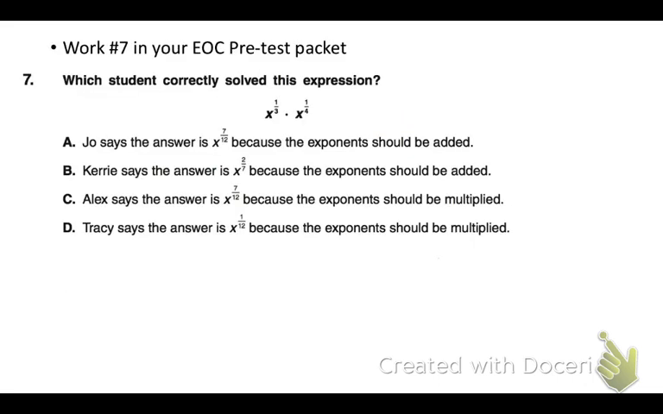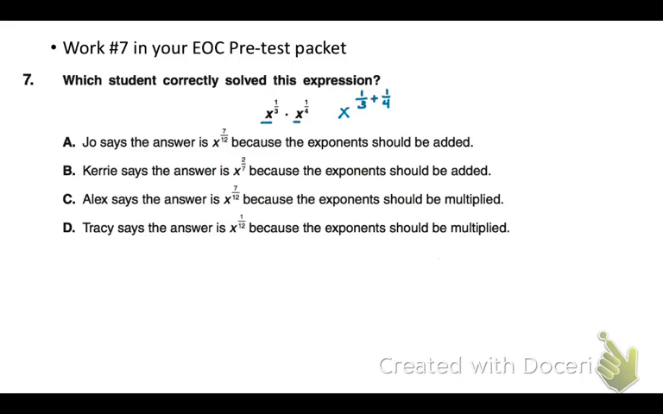Now, go to your pretest packet and look at number 7. So this says, which student correctly solved this expression? So we have x to the 1/3, and we need to multiply that by x to the 1/4. So when you're multiplying same bases, you're going to add the exponents. So this will be 1/3 plus 1/4.